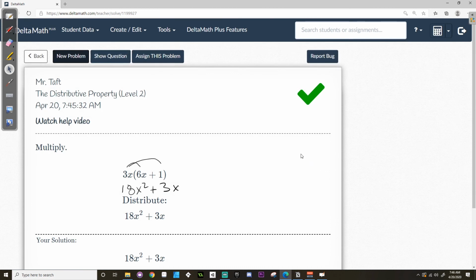So you have 5 of these that you need to do with your notes, and then there's a review assignment, and both the notes and the review assignment are due by Friday.